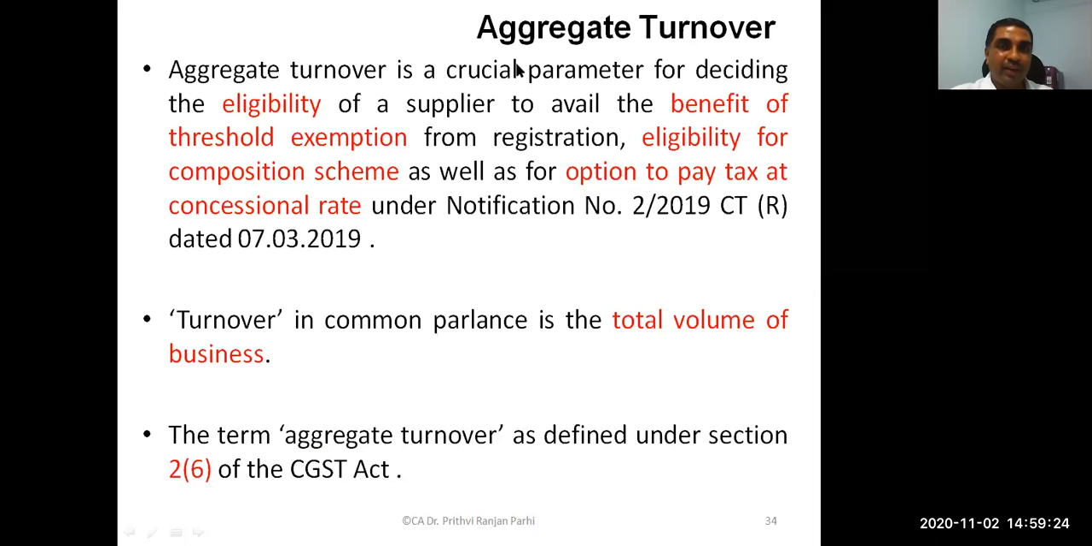Now, how to calculate aggregate turnover? We had discussed, but again, at the cost of repetition, we'll do that just a minute. Because the aggregate turnover is crucial for deciding the liability of registration, deciding whether registration is mandatory or not.